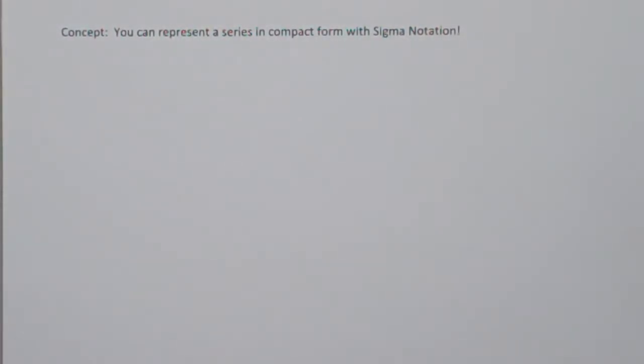In this video we're going to be discussing sigma notation. Sigma notation is just a neat and compact way of writing a series. And of course, a series is just the sum of the terms of a sequence.